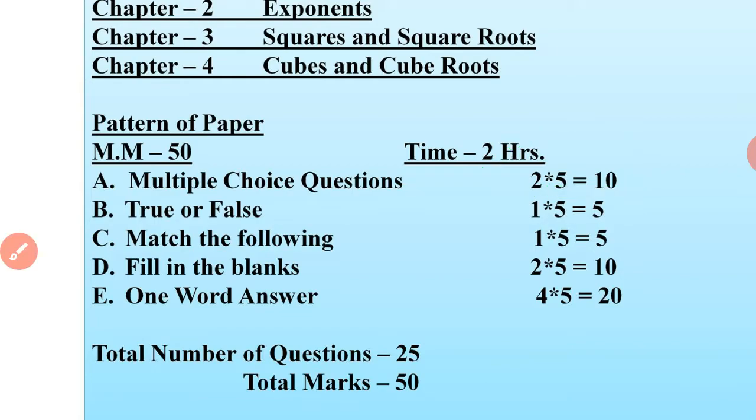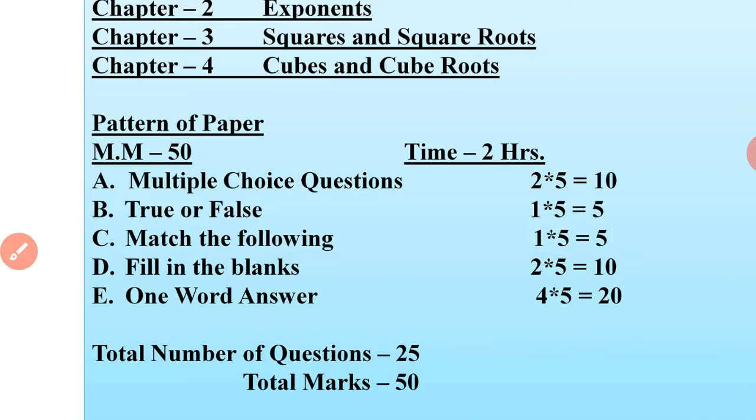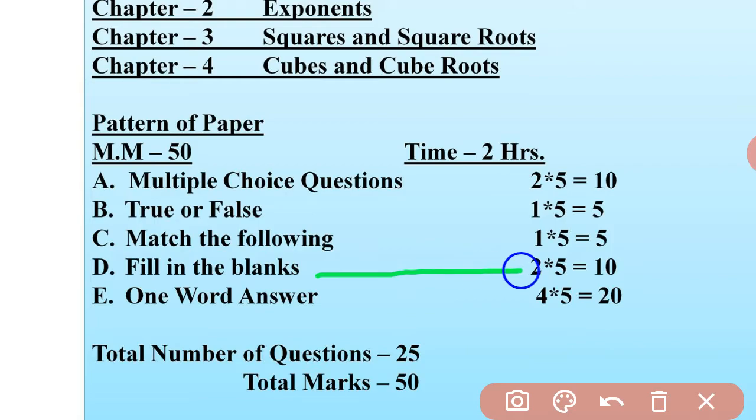After this, part C, match the following. Here you have 5 match the following questions, and each question carries 1 mark, so a total of 5 marks. In part D, you have fill in the blanks. There are a total of 5 fill in the blanks, and each question carries 2 marks. Therefore, 10 marks are there for fill ups.